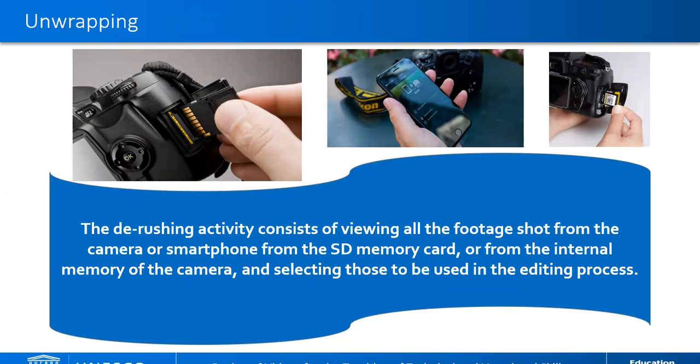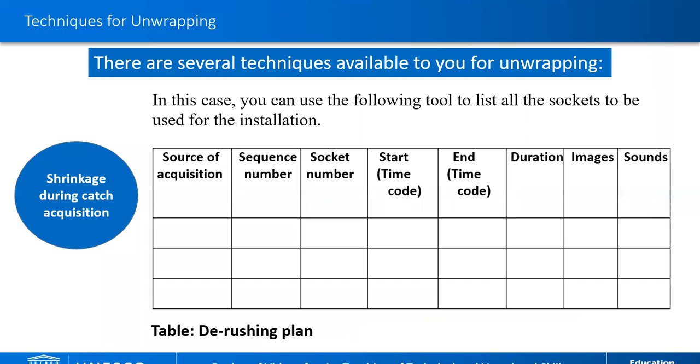The derushing activity consists of viewing all the footage shot from the camera or smartphone, from the SD memory card or from the internal memory of the camera, and selecting those to be used in the editing process. There are several techniques available for derushing. In this case, you can use the following tool to list all the shots to be used for the editing. Derushing during acquisition.